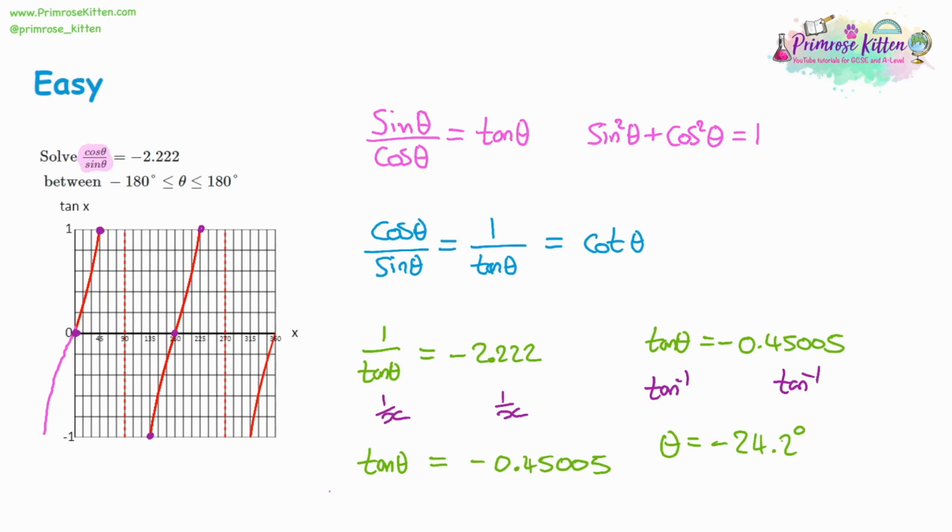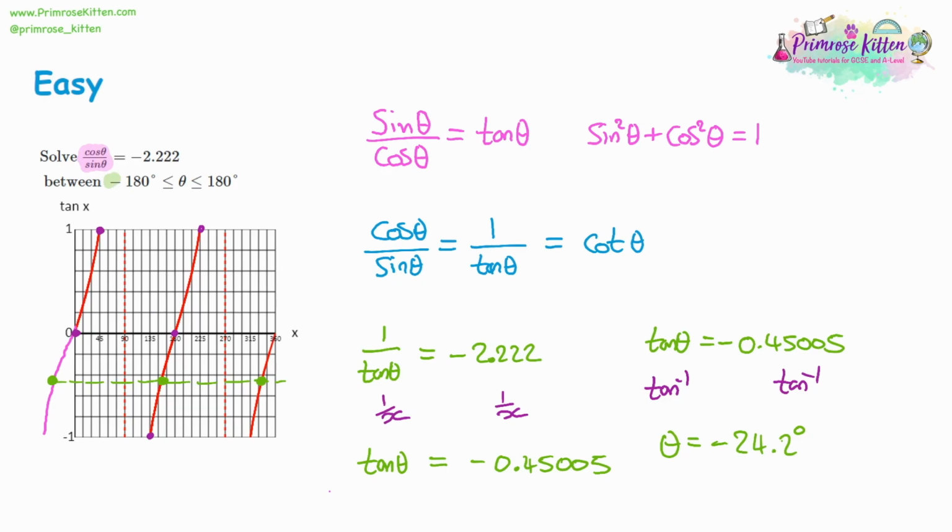Now, the answer we have is the answer that's closest to 0, and so negative 24.2 degrees is roughly going to be around about here. You think it's negative 0.45. This is where it's going to cut through. So what we need to think is, well, we have alternate answers because these curves keep repeating. We need to check our range to see which ones of these alternate answers we want.